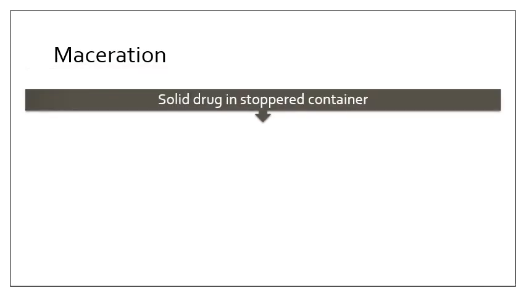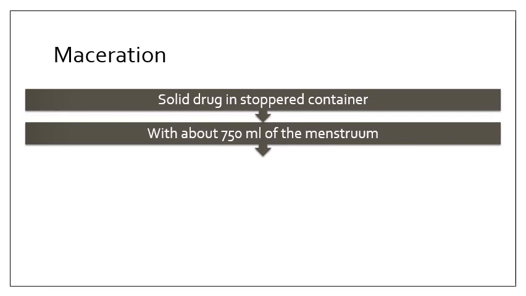In the process of maceration, firstly we are placing the drug into a stoppered container. The slicing of the drug may be carried out, and we can place the drug into a stoppered container, or simply we might use a jar for placing the drug. Afterwards, 750 ml of the menstruum is placed, or here we can say the solvent, but the term used will be menstruum.